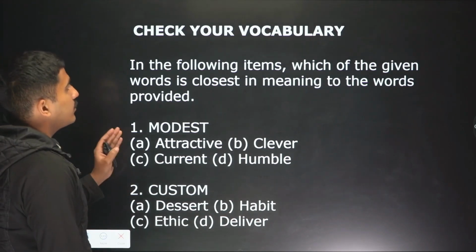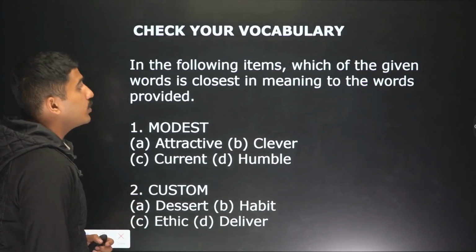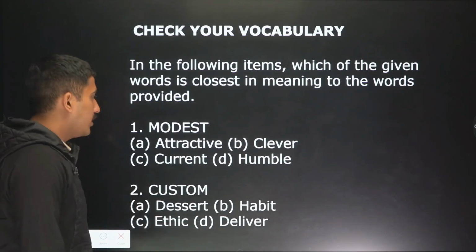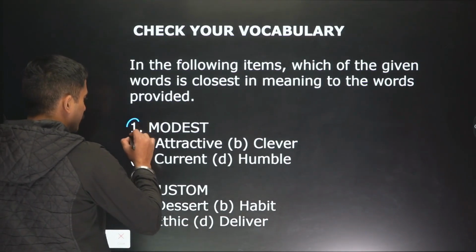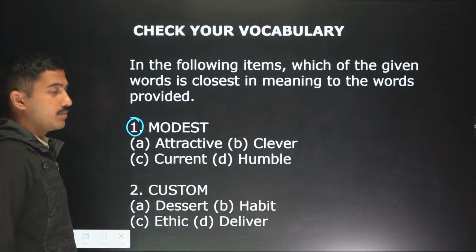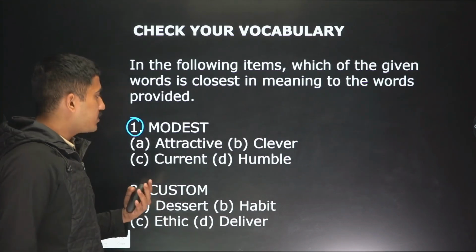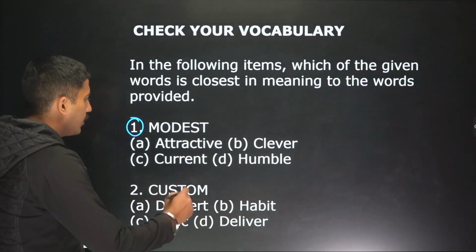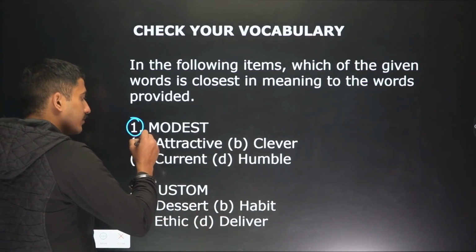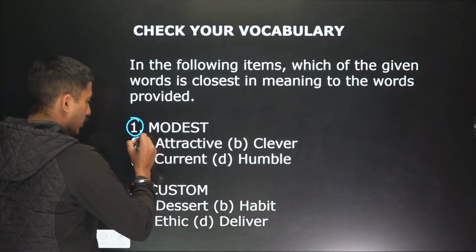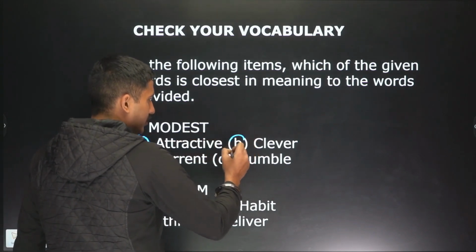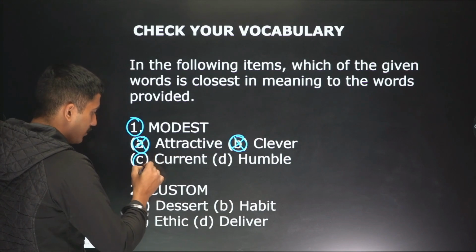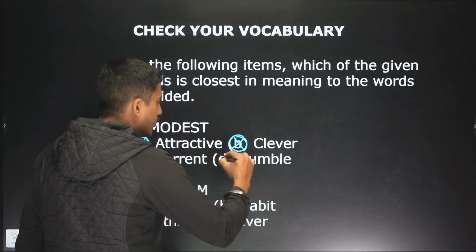Check your vocabulary. In the following items, which of the following words is the closest in meaning to the words provided? Clear the first format. The first word is modest. What does the word modest mean? Modest means a person who is more giving. Now, a giving person, is it attractive? Can the synonym be attractive? No. Can he be clever? He can be clever but does not mean this. Current? No. So the correct option is humble.